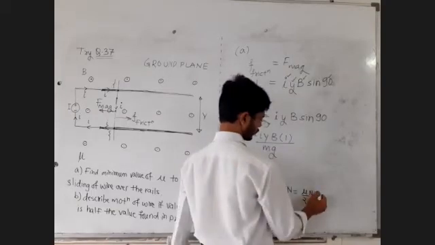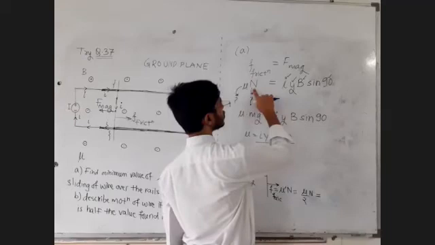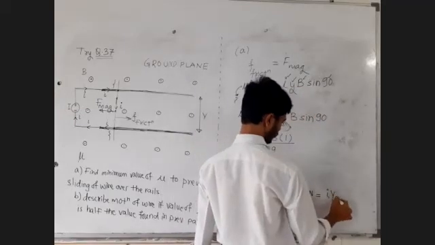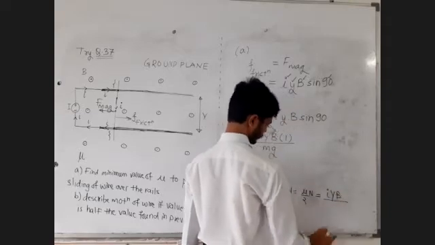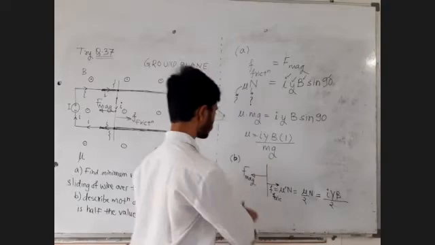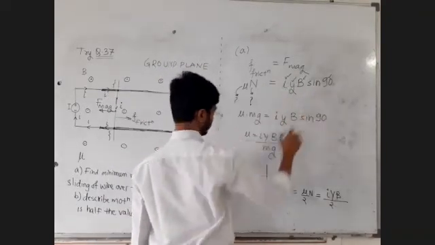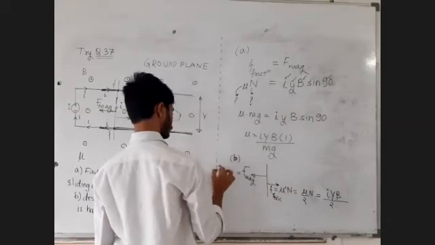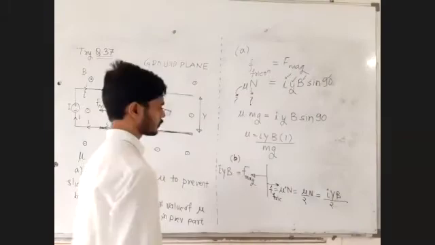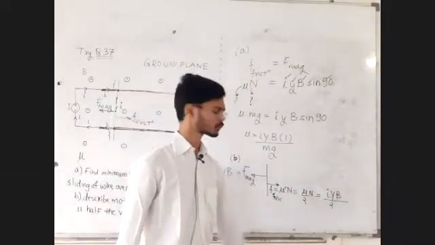Mu into n. Mu by 2 into n. But what is mu into n? It is directly IYB sin 90, so it is equal to IYB divided by 2. What is the magnetic force? The magnetic force is IYB sin 90. Sin 90 is plus 1. So the right side force is IYB upon 2.